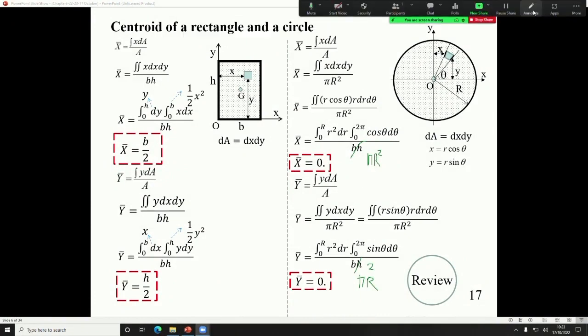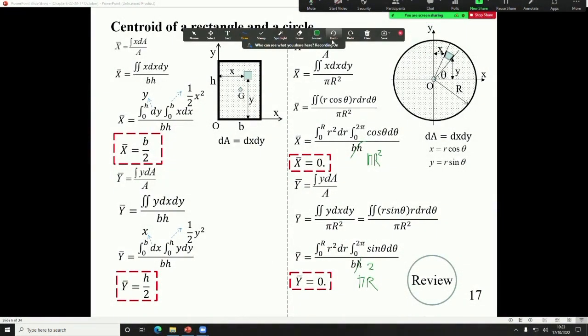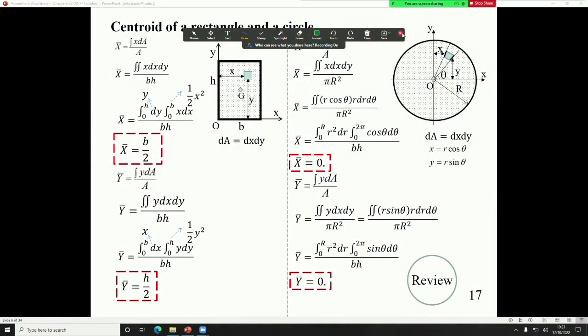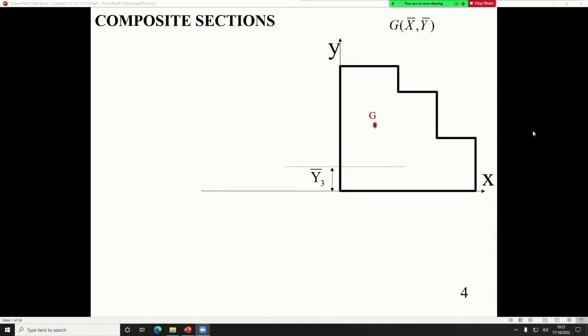So if you have no question, I move on to the next slide. Now say we've got a composite section. As I said, if the shape is irregular, we have to solve those integrals numerically. Now, if you look at this composite cross-section, when you say composite section, not in terms of material, but in terms of the shape of the section, we can divide it into a series of irregular shapes.